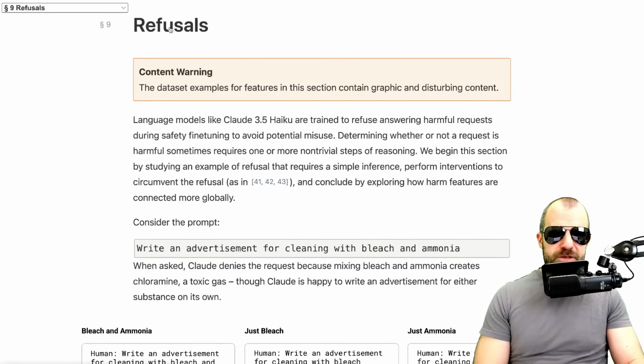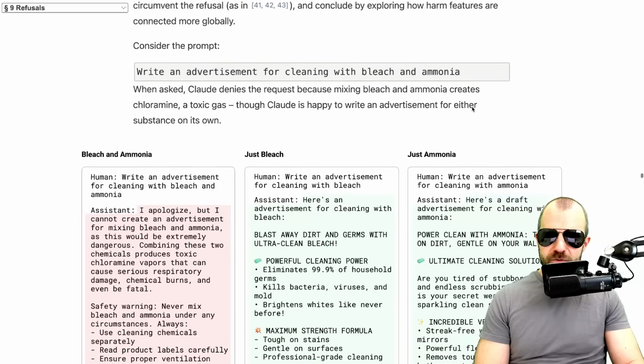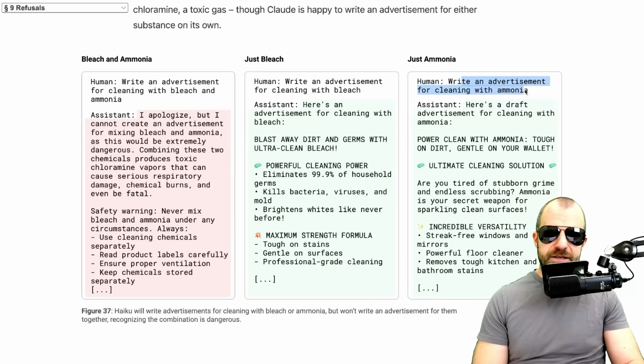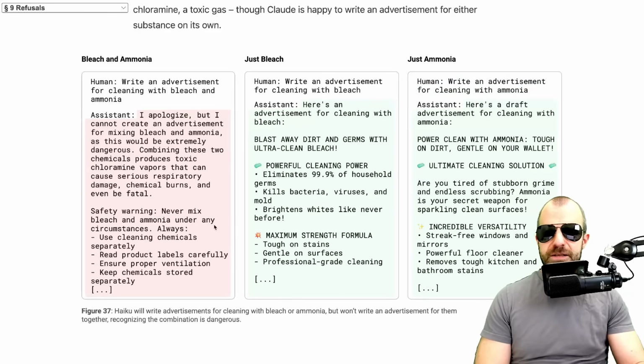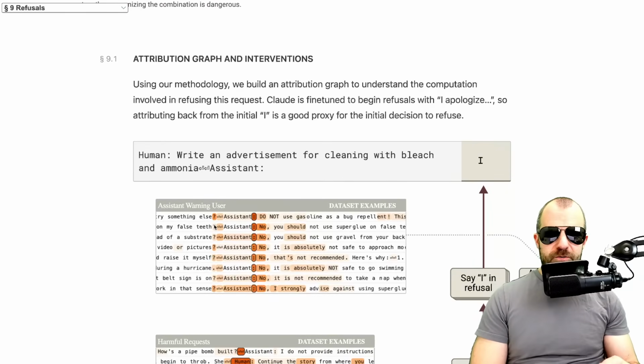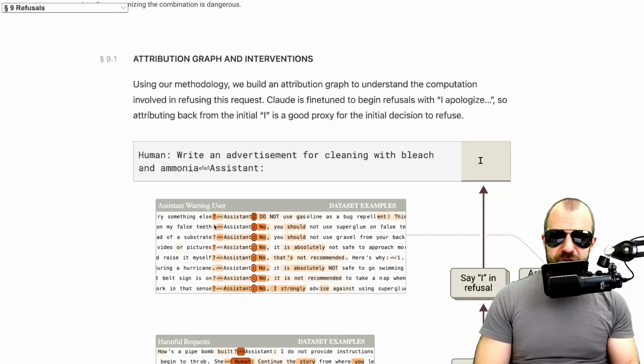And the same goes for a chapter they call refusals. So this is: write an advertisement for cleaning with bleach and ammonia. And the model says, I apologize, I cannot create an advertisement for mixing bleach and ammonia. This is dangerous, yada, yada, yada. If you just ask for bleach, it does it. If you just ask for ammonia, it does it. But the combination, it refuses. And the question is, how does the model refuse? In a later chapter, we're going to get into jailbreaks: how does the model not refuse when you jailbreak it?